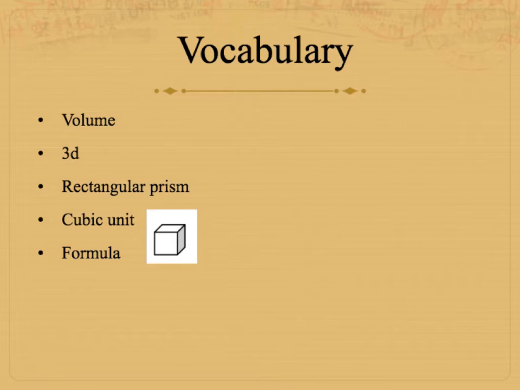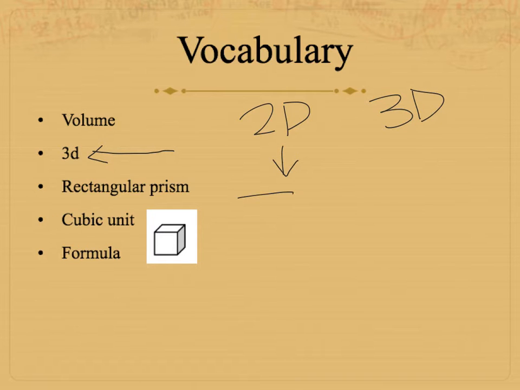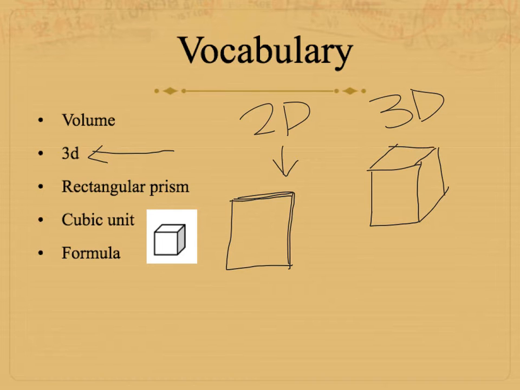So we have some vocabulary here that it's important for you to remember. First of all, we have volume. That's what we just talked about. We also have 3D. Volume can only be found in a 3D shape. So I want you to think about it for a second. We have 2D and 3D shapes. 2D is like a plain piece of paper. It is only 2 dimensions, length and width. In a 3D shape, we have 3 dimensions, length, width, and height.